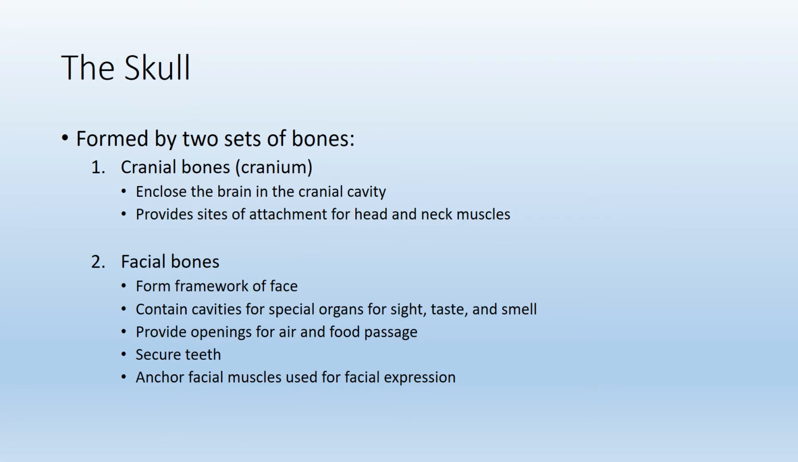The skull can be divided into 2 sets of bones, the first being the cranium, which is responsible for enclosing the cranial cavity and the brain. The other set includes the facial bones. So you could think of the cranium as the forehead, the top of the head, the lateral sides, as well as the back, with the facial bones making up the face, or the anterior aspect of the head.